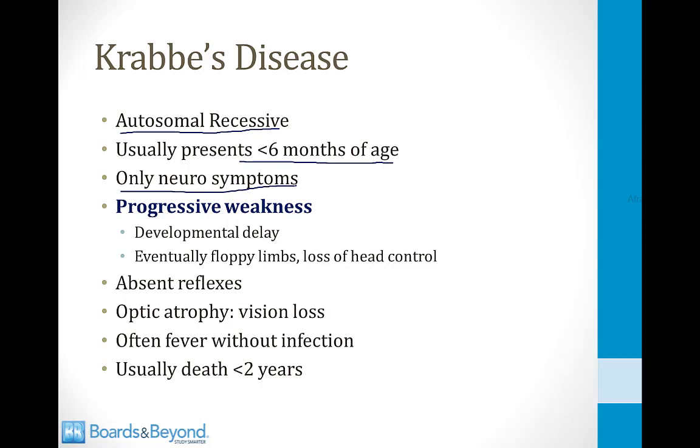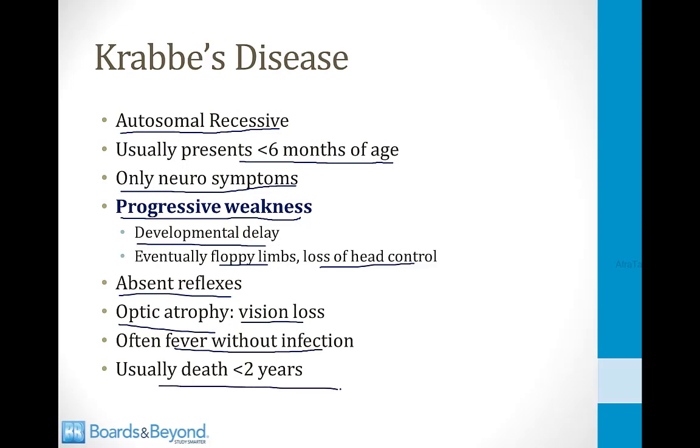The dominant symptom complex will be progressive weakness in the baby. This means there will be developmental delay and eventually floppy limbs and loss of head control. On physical exam, there will be absent reflexes. Sometimes there can be what's called optic atrophy, where there's vision loss in the baby. Another unusual feature that sometimes develops in Krabbe's disease is fever without infection, and this is progressive and deadly. Usually the child dies in less than 2 years.